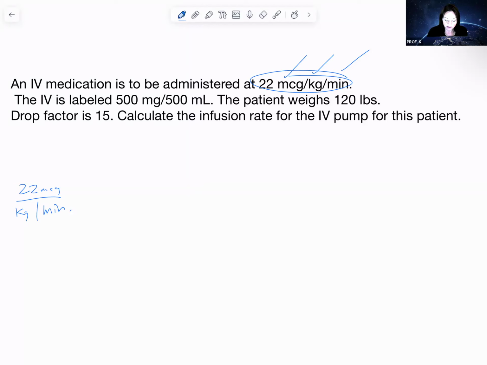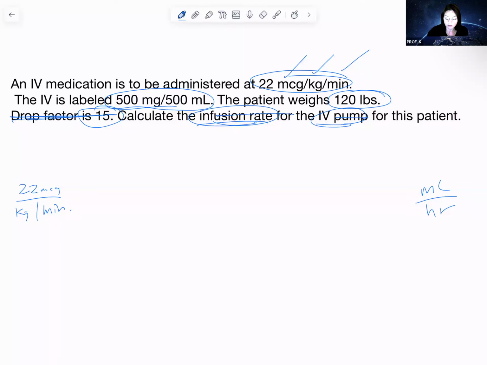All right, the IV has a label, 500 milligrams and 500 milliliters. The patient has a weight, 120 pounds. The drop factor is 15. Calculate the infusion rate for the IV pump. Infusion rate, it's either milliliters an hour or drops per minute. Infusion rate, flow rate, drop rate. If it's infusion rate and you have a pump, it is milliliters an hour. That's what you're solving for. So pump, infusion rate, got it.